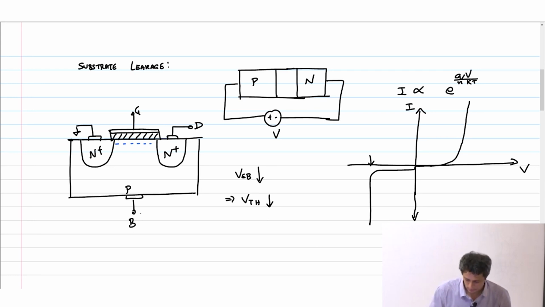But what happens if VB is connected to some positive value? Remember that this source is now grounded, and VD also could be grounded when it is not being used. Typically it would either be ground or VDD in digital technique. So for now, let's assume VD is also grounded. So now this is my depletion region.